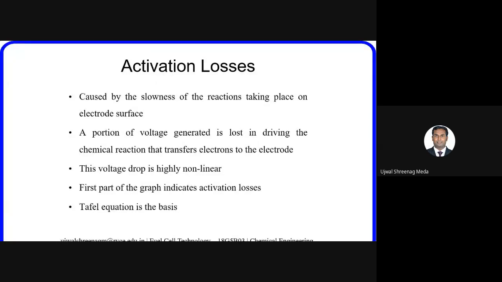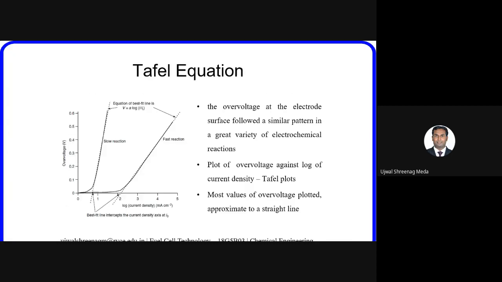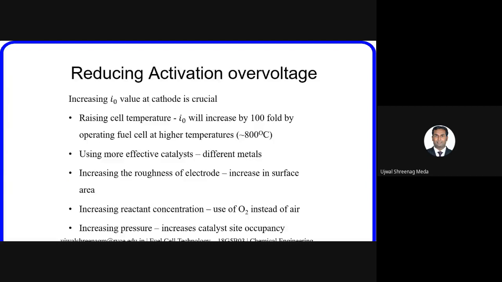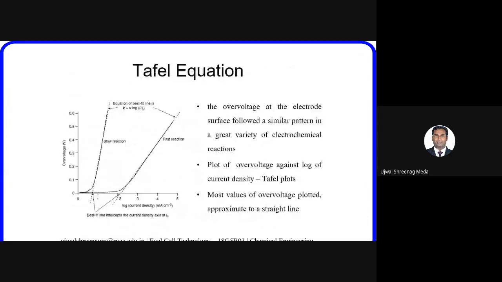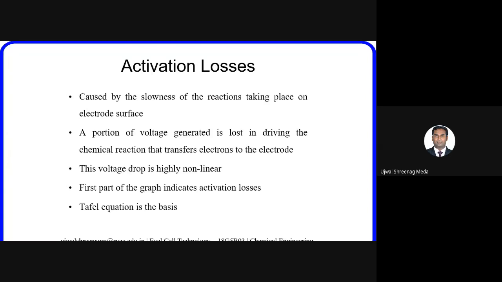If you split the IV curve into three zones, the first zone speaks about the loss due to activation, and the middle zone will speak about ohmic losses or losses due to resistance. The third zone will convey information about concentration losses.